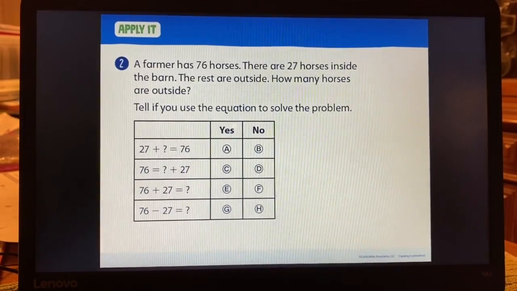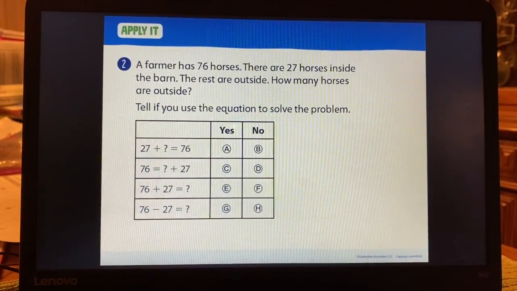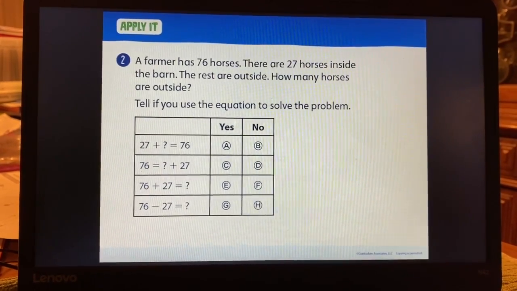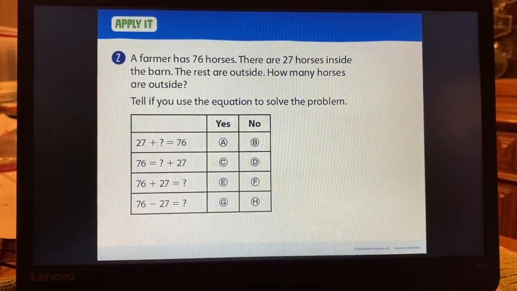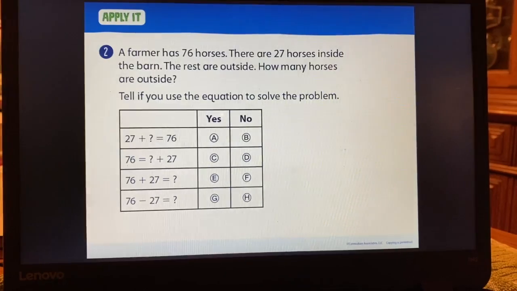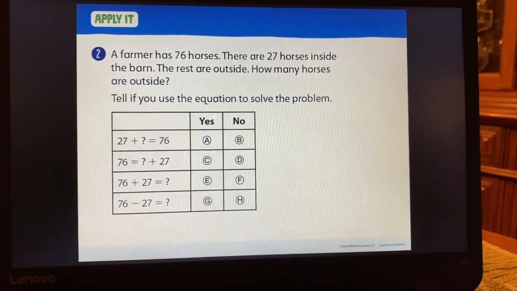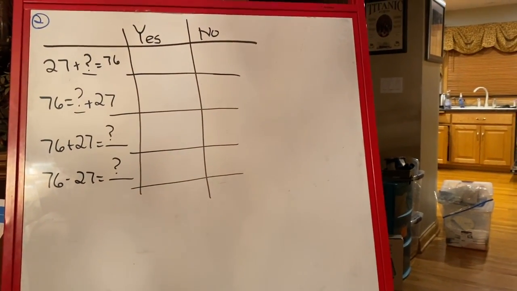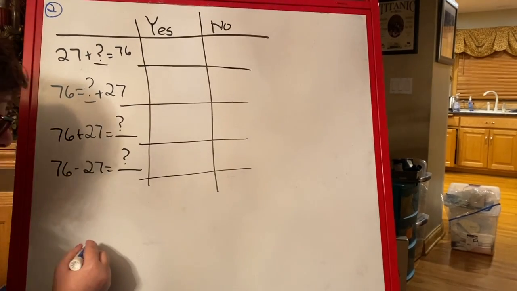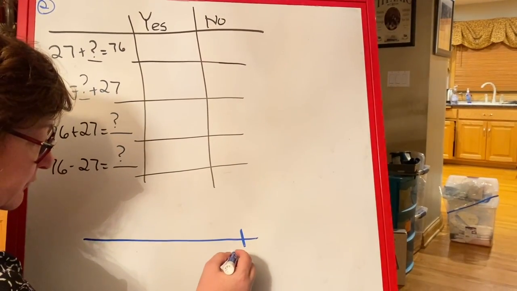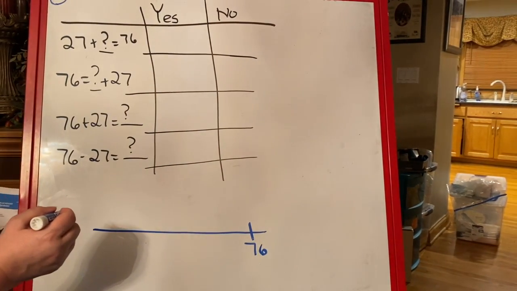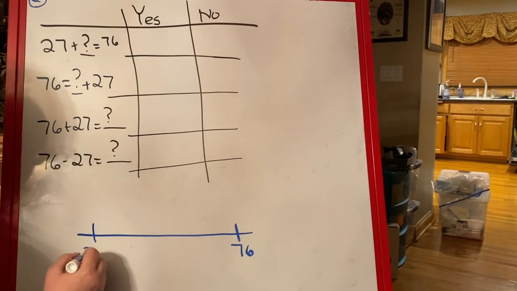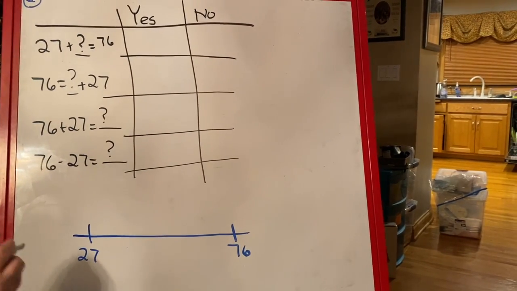Okay, a farmer has 76 horses. There's 27 horses inside the barn. The rest are outside. How many horses are outside? So first I'd say to myself, is this going to be an addition or a subtraction problem? Then I would realize that it's going to be a subtraction problem. And what do I know? I know the whole is 76 and the part is 27. So if I'm going to subtract, I'm going to use an open number line. Here's 76 horses, because that's the total, and I'm going to need 27, which is how many are inside.